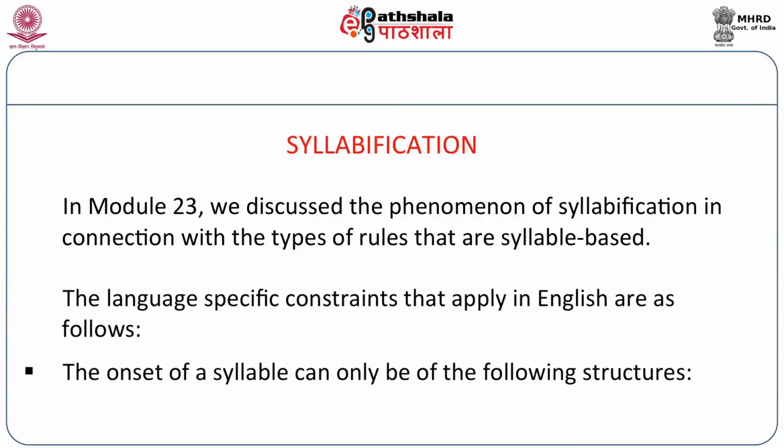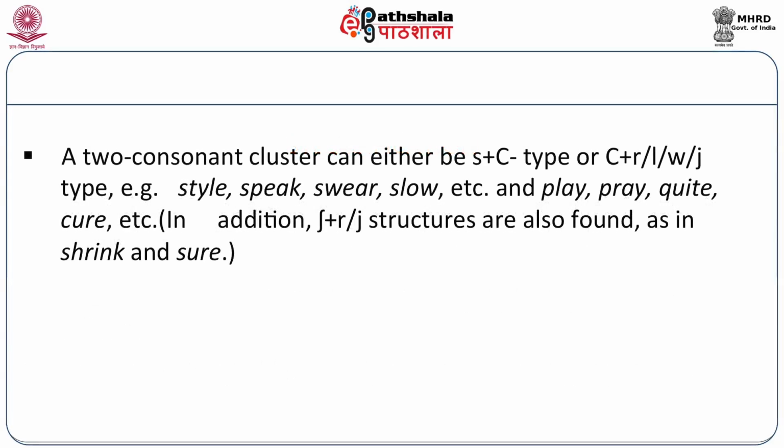For example, in English you have structures which have restricted occurrence. For example, in English we notice that two consonant clusters could be only two types. We noticed it in this module earlier on. So a syllable can begin either with an s and any consonant, or with any consonant and an r, l, or w. Similarly, if there are three consonants, then the first consonant must be an s, the second one any, and the third one can be r, l, w here.